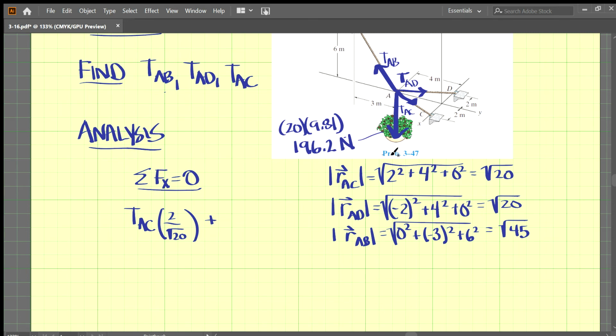Then we need to take into account cable TAD, the tension in cable AD here. And in the X direction, we see that's moving from A to D. That's in the negative X direction, so that's -2 over the total length of cable AD, which is square root of 20, and that is 0.